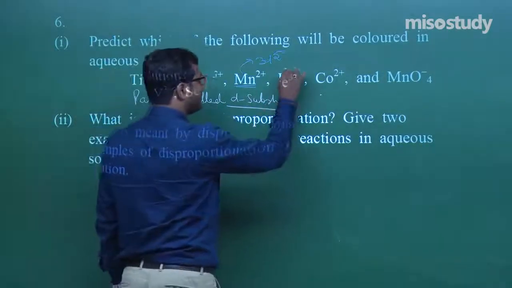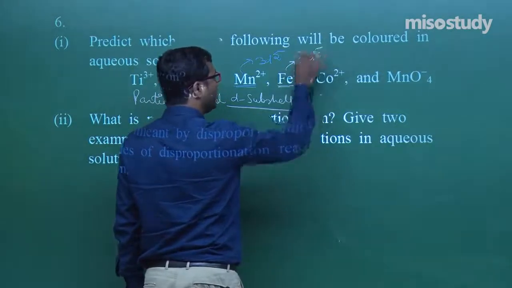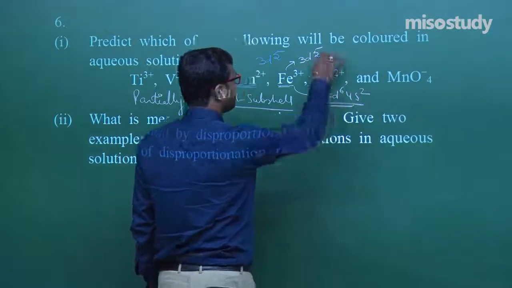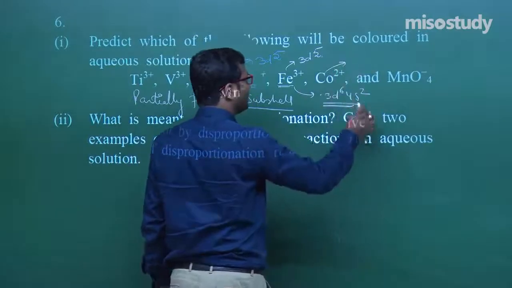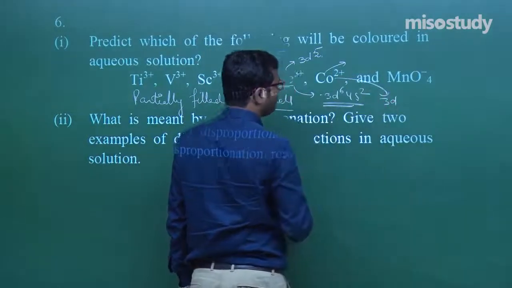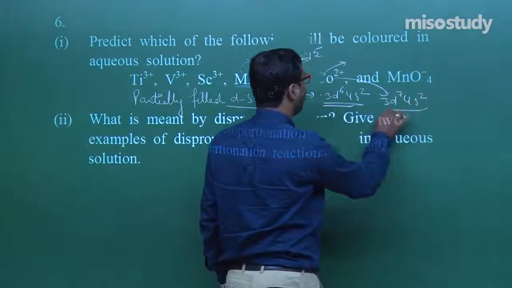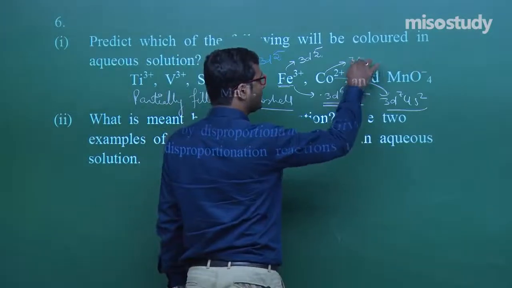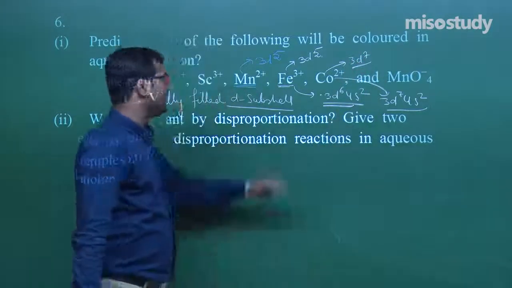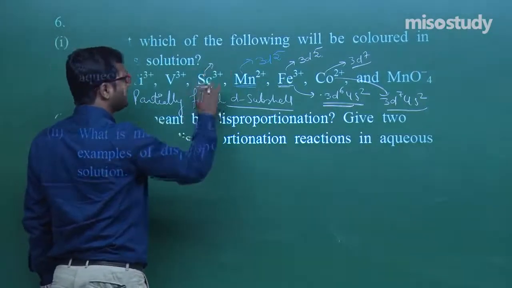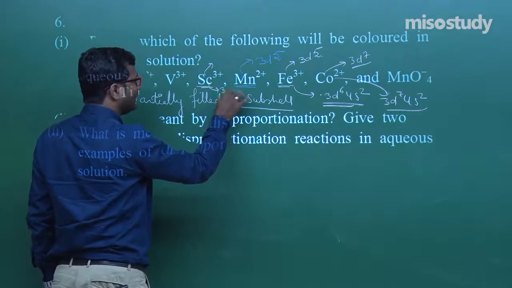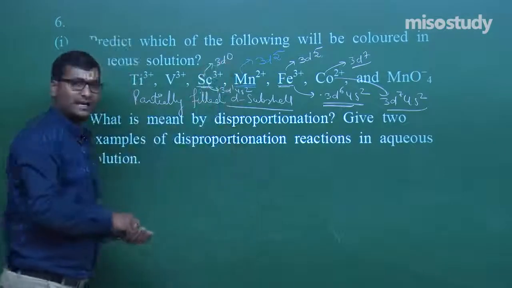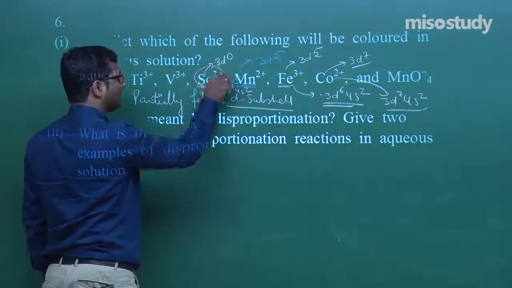If I write here Fe3+, that is again 3d5, because Fe has electronic configuration 3d6 4s2, and 3+ gives 3d5. Similarly, cobalt has electronic configuration 3d7 4s2. Am I right? Yes. In the +2 oxidation state it is 3d7, a partially filled d subshell, and due to d-d transition it is colored. If I talk about scandium 3+, scandium has configuration 3d1 4s2, so Sc3+ has 3d0. It is not partially filled, so this one is not colored, my friend.